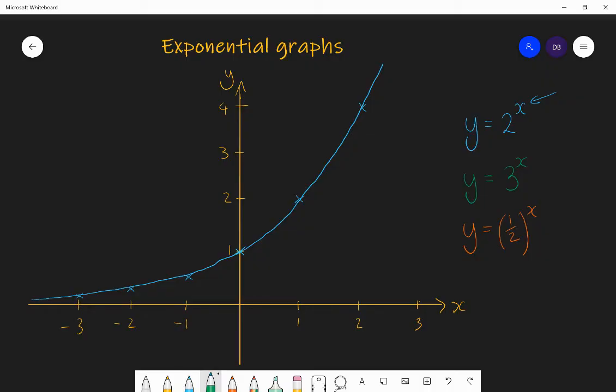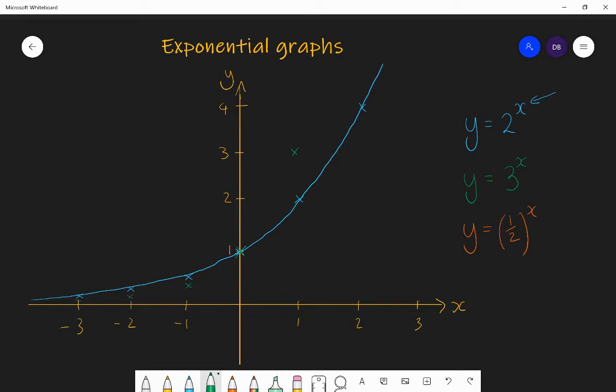3 to the power of x. Well, 3 cubed will be way off my graph. That'll be 27. 3 squared is off my graph. It's 9. 3 to the power of 1 is 3. 3 to the power of 0 is 1. 3 to the power of minus 1 is a third. 3 to the power of minus 2 is 1/9.